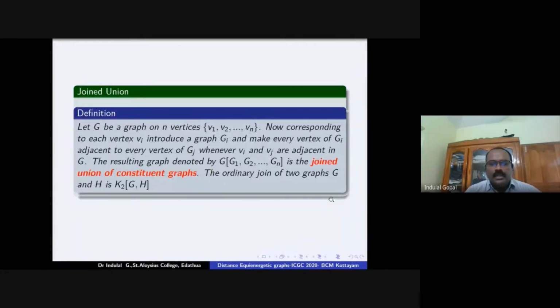Another operation we proposed is the joined union of graphs. Let G be a graph on n vertices, V1, V2, etc. Vn, and corresponding to each vertex Vi, introduce a graph Gi and make every vertex of Gi adjacent to every vertex of Gj whenever Vi and Vj are adjacent in G. Some authors name this the generalized join of graphs. The resulting graph, denoted by G[G1, G2, etc. Gn], is the joined union of constituent graphs. And the ordinary join of two graphs G and H is then K2[G, H].